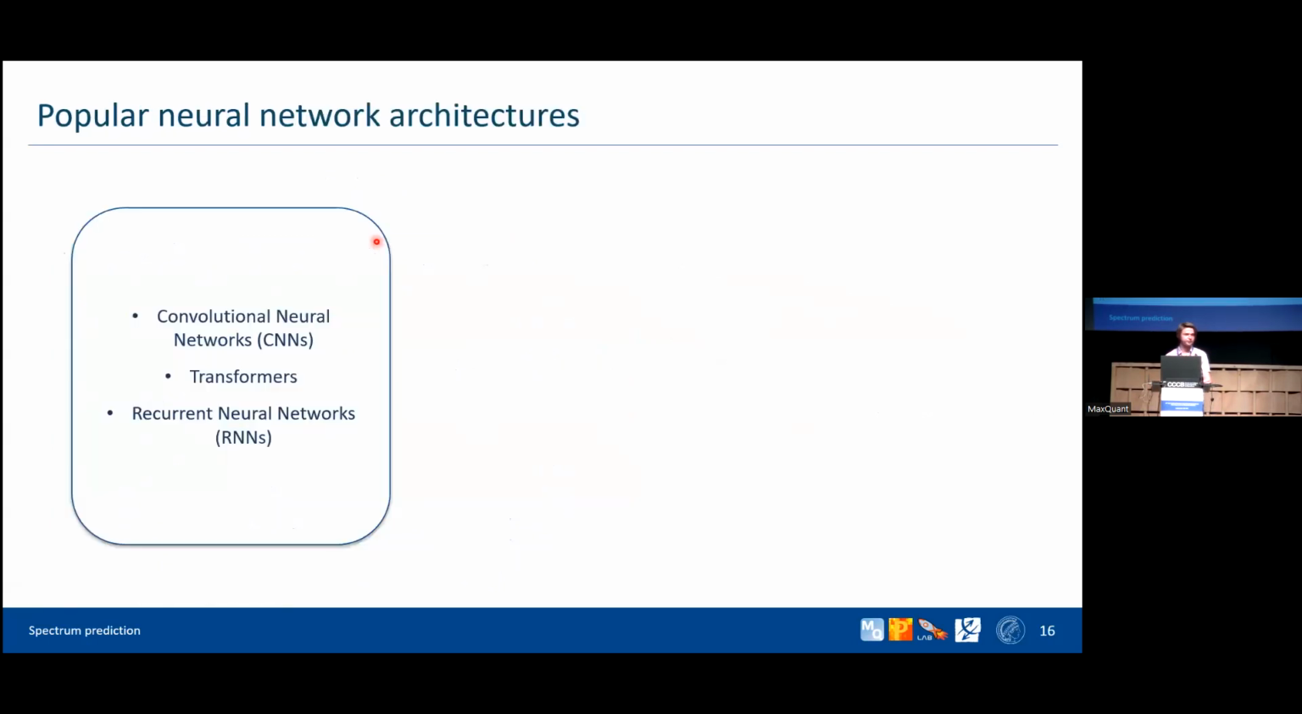So many advanced neural network architectures have been developed tailored for specific tasks. Among the most popular ones are convolutional neural networks, recurrent neural networks, and transformers. And all of them have been successfully applied to spectrum prediction. However, particular success has been achieved with recurrent neural networks.